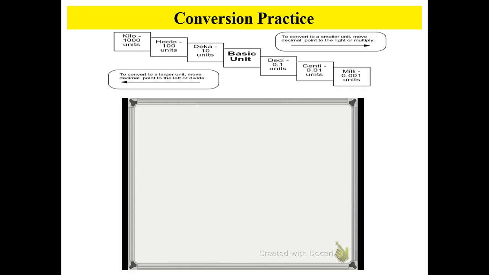Okay, moving on to number 7 and 8. These are a bit different. We will still need our prefix line. Kilo, hecto, deca, base, deci, centi, and milli. Number 7 and 8 are asking you to compare using greater than, less than, or equal to. So again, we start by writing the original problem. This says 56 centimeters. How does that compare to 6 meters?